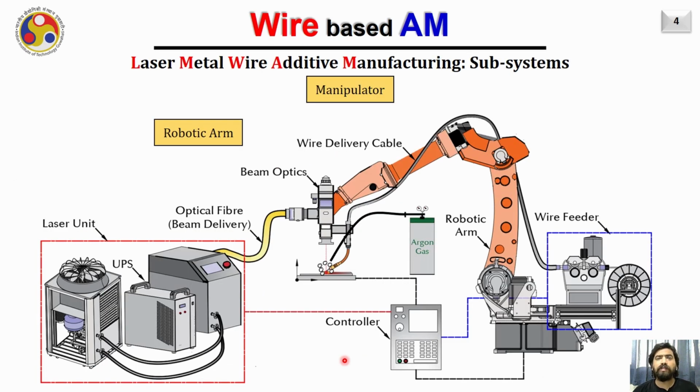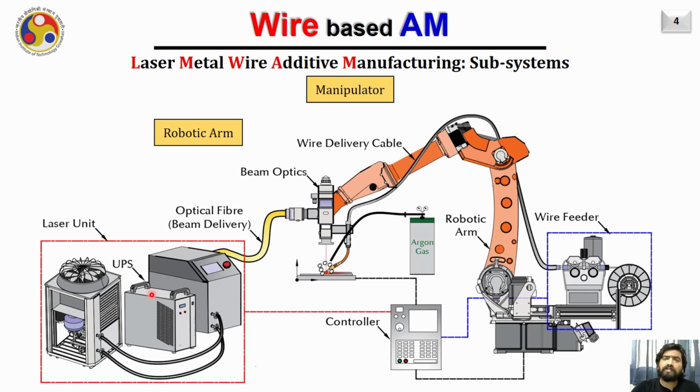Let us first discuss about the manipulator. Particularly when the laser arm is used, then a laser metal wire additive manufacturing system looks something like this as you are seeing on the screen right now. It used to be consisted of three major units, one corresponding to the laser unit from where the laser beam is generated and travels towards the laser cladding unit, which is here attached with the robotic arm. And then a wire is fed into the molten pool which is created by this laser, and then the third important unit here is the wire feeding unit.